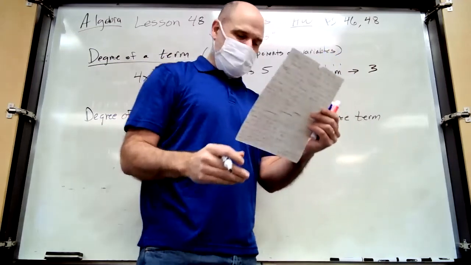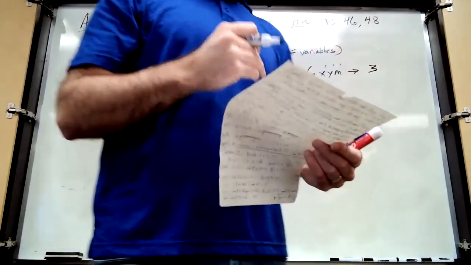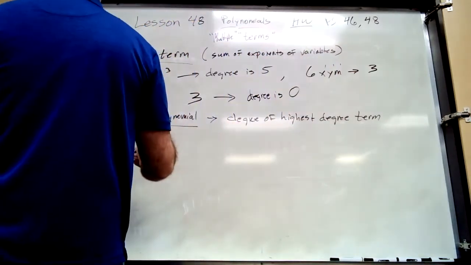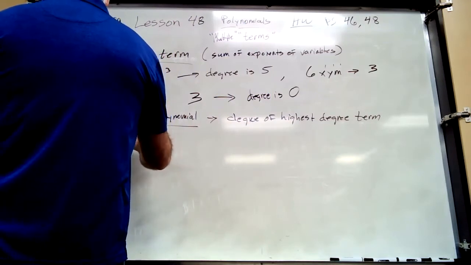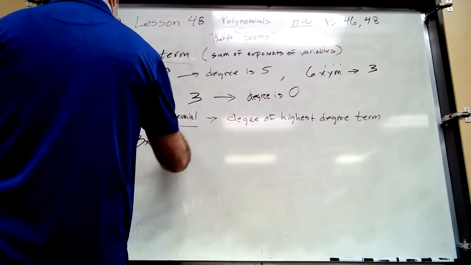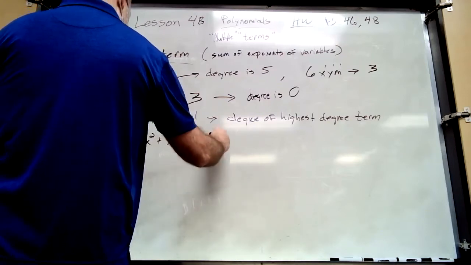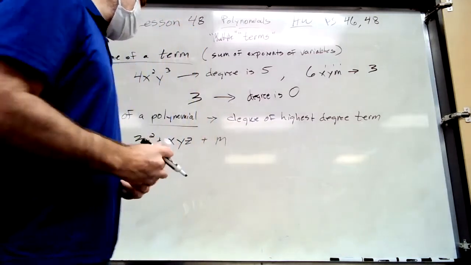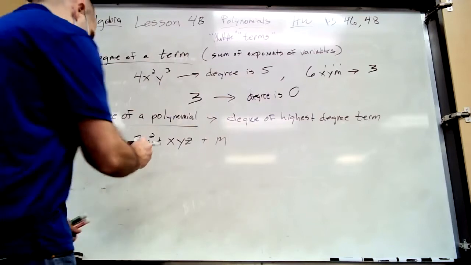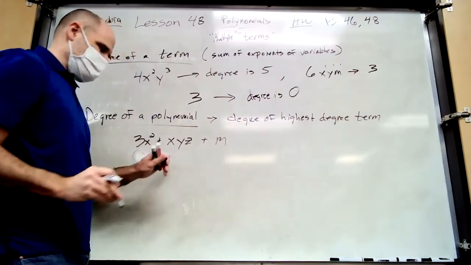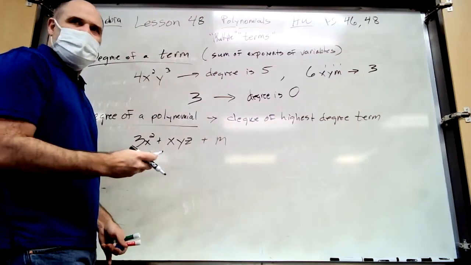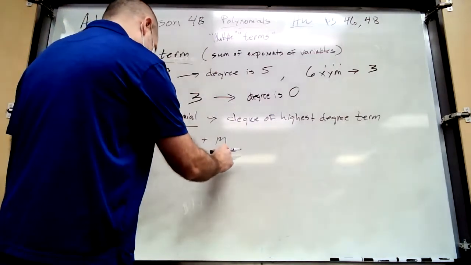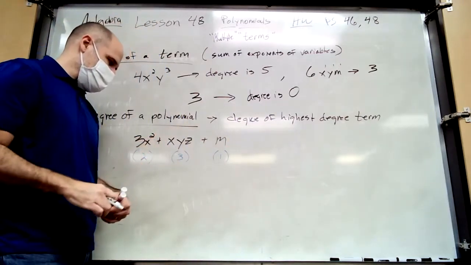So you would think if you had a polynomial, you just add up all the exponents, right? All the terms of the exponents. No, it's not that. So for example, if I had something like 3x squared plus xyz plus m. Well, let's find the degree of each term. What's the degree of this term? 2. So I'm going to put parentheses here, 2. What about the degree of this term? 3. Okay. What about this one? 1. That's right.